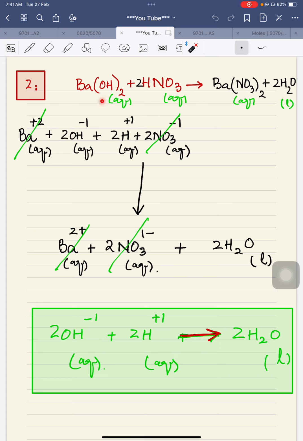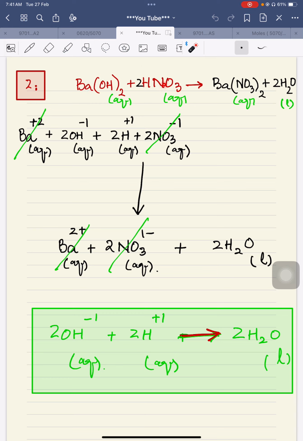We know very clearly that barium hydroxide is soluble. Let's discuss its solubility. All oxides and hydroxides are considered insoluble except for group number 1, the ammonium family, and barium and strontium. Barium and strontium are the last elements of group number 2. Going down group number 2, the solubility of oxides and hydroxides gets higher. So barium hydroxide is more soluble in water compared to the top members of group number 2. We are going to consider it soluble. That's why we have written aqueous with it.